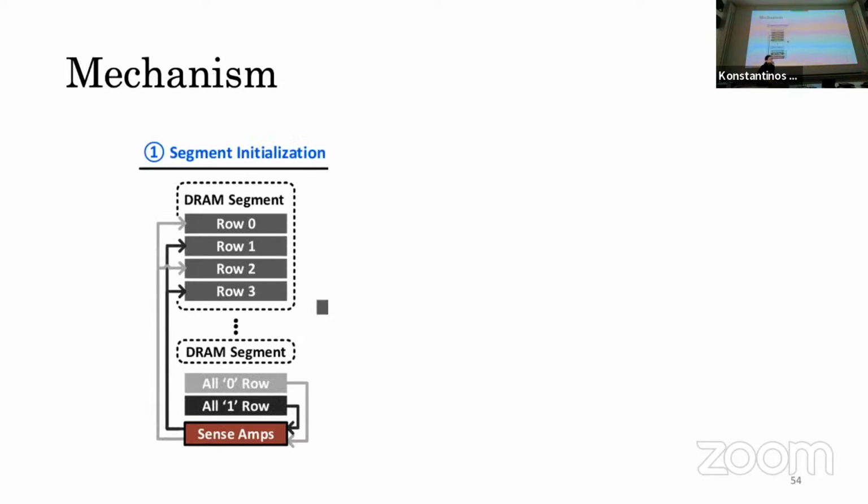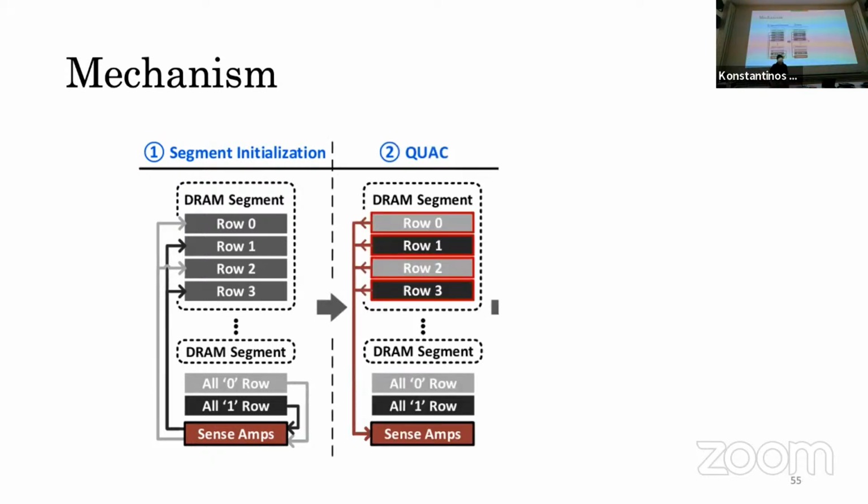Now let's have a look at the QUAC-TRNG mechanism as a whole. This can be summarized in 4 steps. Firstly, the segment initialization step. So we have 4 rows on which the QUAC operations are performed. Those need to be initialized with a conflicting data pattern. This is done using in-DRAM copy operations. So you would have 2 rows, one storing all 0s and one storing all 1s, and you would copy the data from those rows to initialize the QUAC rows.